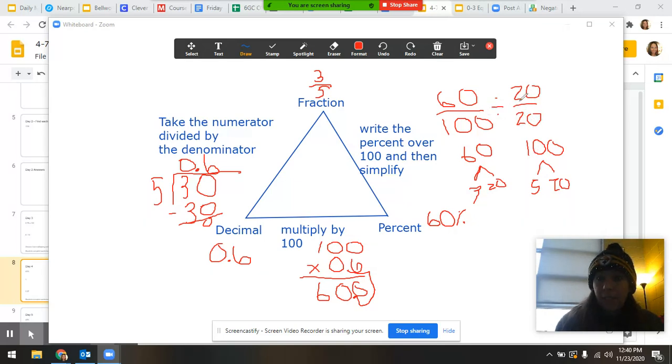Okay, so 60 divided by 20 is 3. 100 divided by 20 is 5. So 60 over 100 simplifies into 3/5, which is what we started with in the first place. So if you follow the triangle in this direction, you will always be able to create equivalent representations of fractions, decimals, and percents.